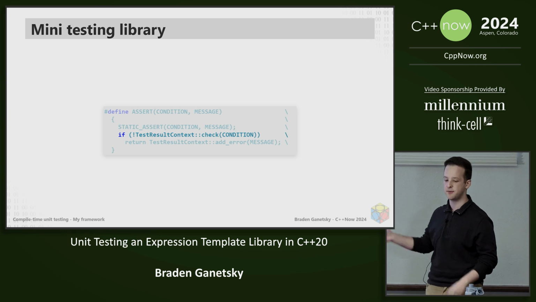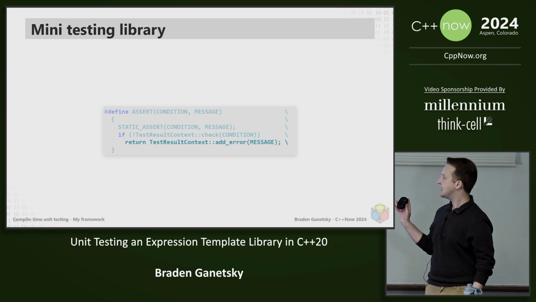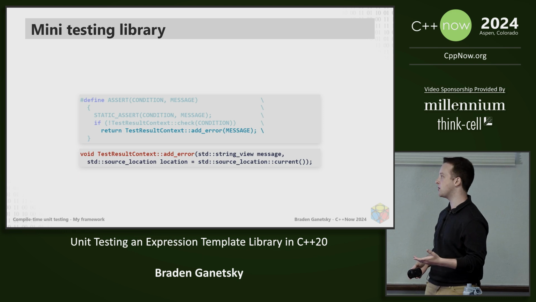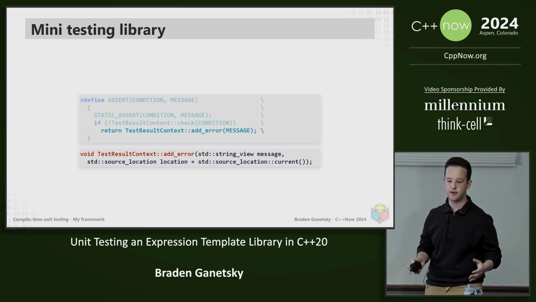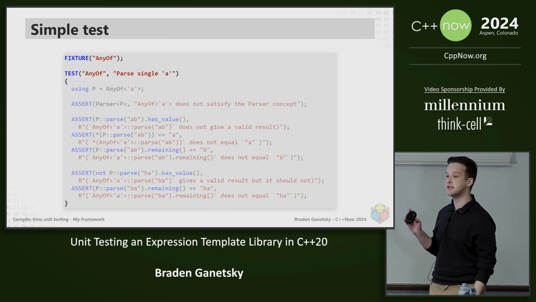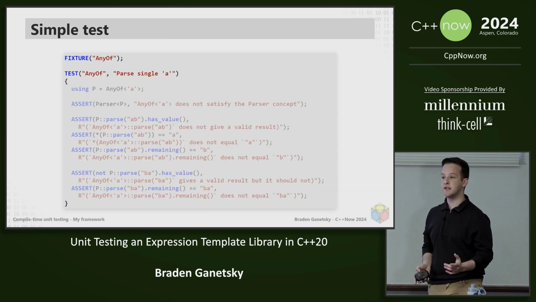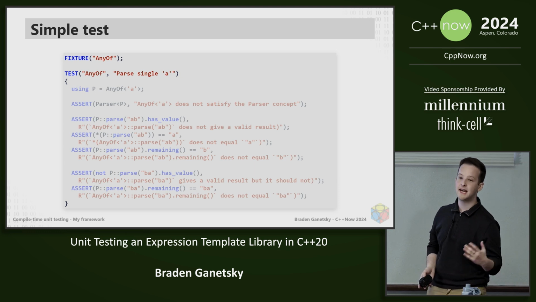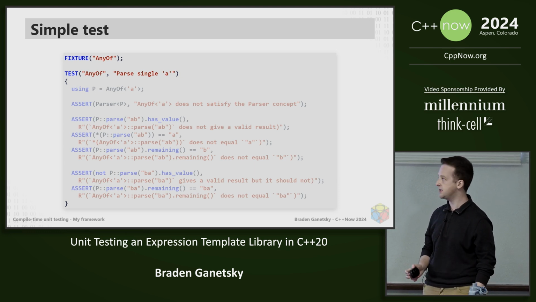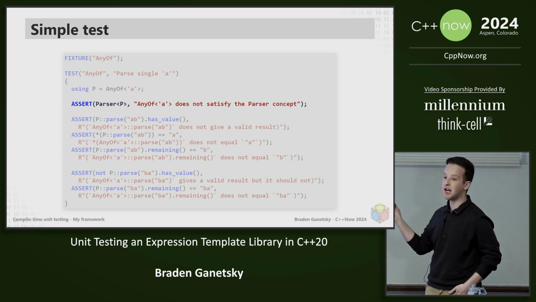So I have to do it this way. And then I'm going to add an error for this message. The add error, of course, takes in a std::source_location, so it's able to detect all these different things. Now, this isn't a very robust testing framework, but it does work for my library at this time. The way that I create a test is by first declaring a fixture in the file. This fixture is going to be called any_of, and then I declare a test in the any_of fixture called parse single a.